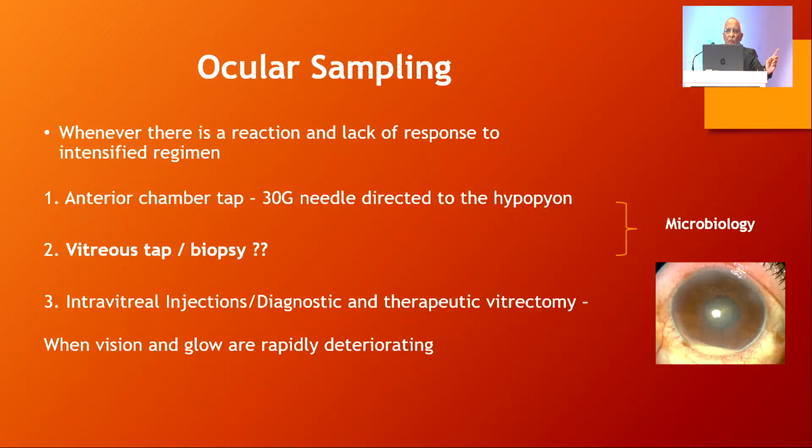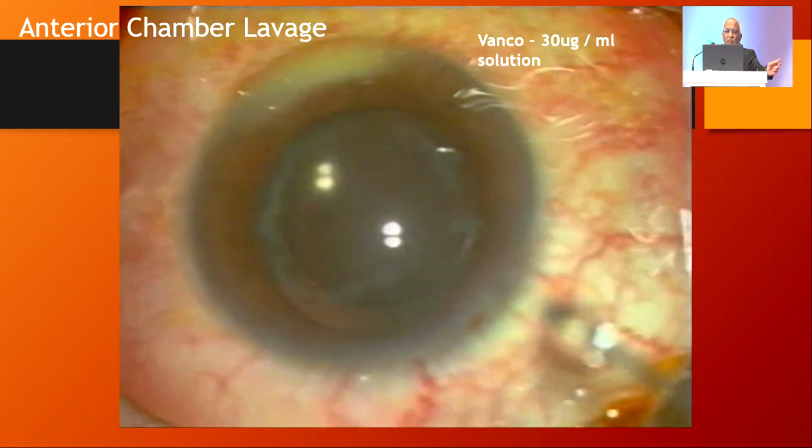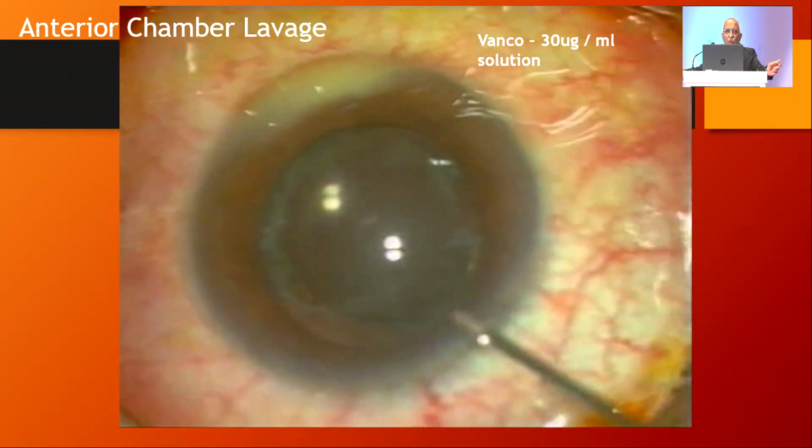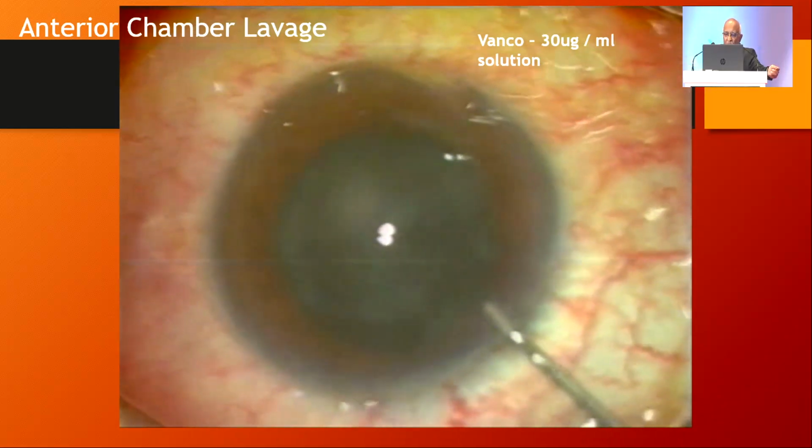And one thing I would like to share with you is that I never do a vitreous biopsy. I've always done a vitrectomy and then sent the material for culture. I would like the opinion of the panelists later. Anterior chamber lavage is something which is underutilized by many anterior segment surgeons. I think this is very easy to do. At the same time, you can get some sample for culture as well.